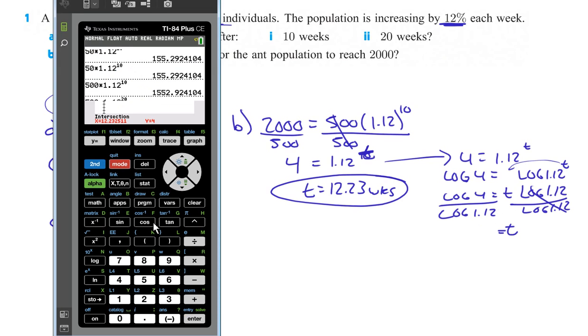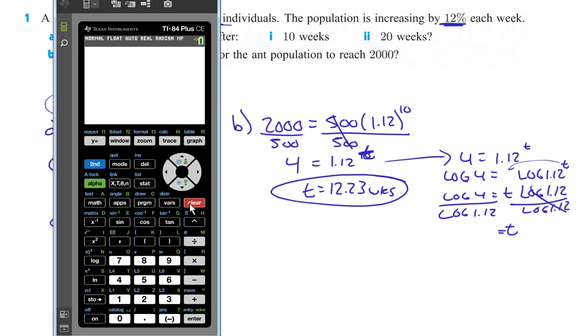So we clear that out. We do log 4, and then we divide by log 1.12, and that gives us, look at that, 12.23.